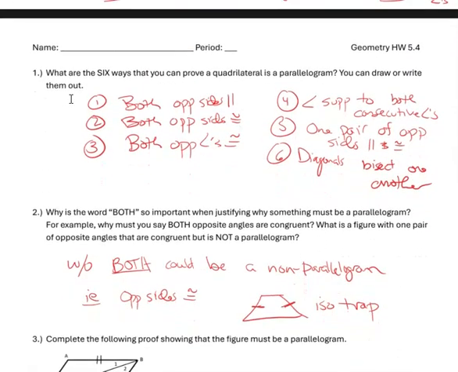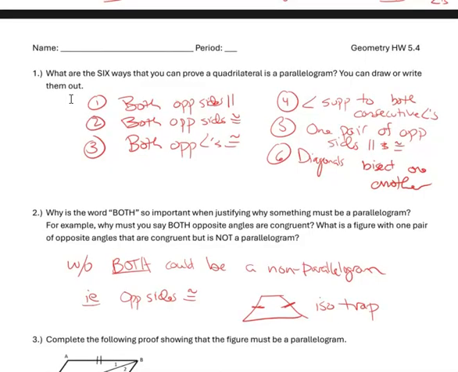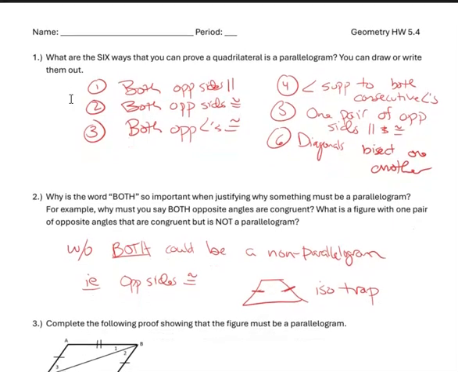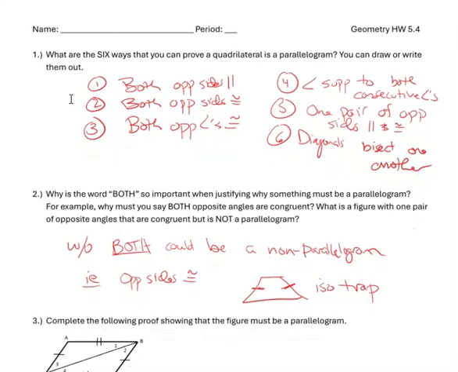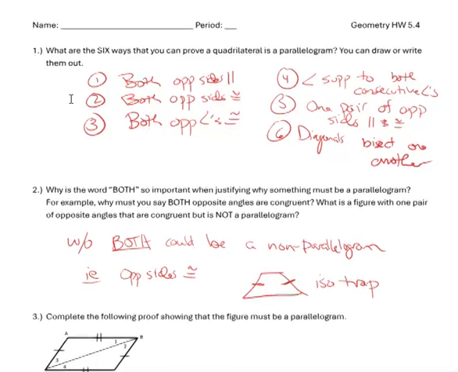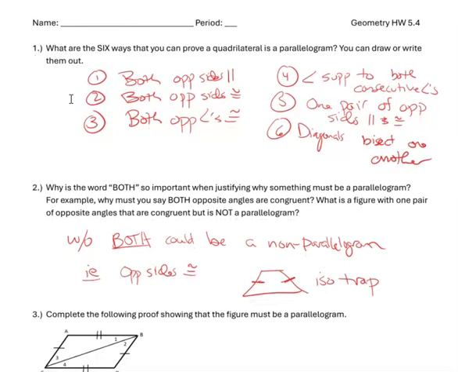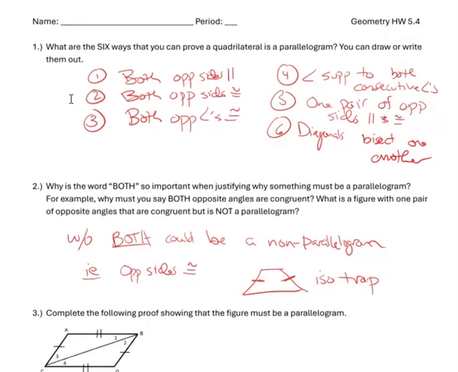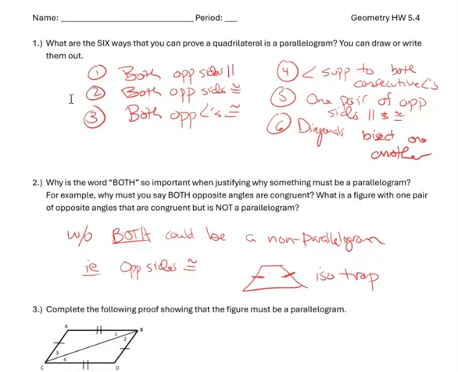Now moving on to your homework. It says, what are the 6 ways that you can prove any quadrilateral is a parallelogram? You can draw or write them out. So one is if both opposite sides are parallel. That's just the definition of a parallelogram. Also, both opposite sides being congruent, both opposite angles being congruent, an angle is supplementary to consecutive angles, one pair of opposite sides are both parallel and congruent, and the diagonals bisect one another. Any one of those ways would be enough to prove that a quadrilateral is a parallelogram.